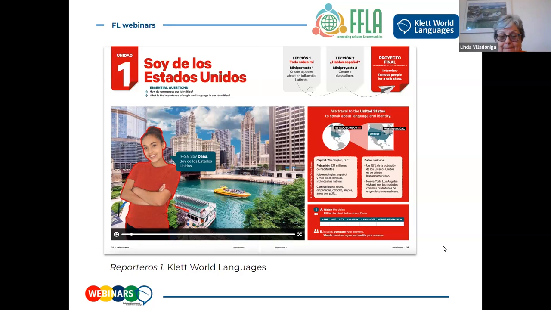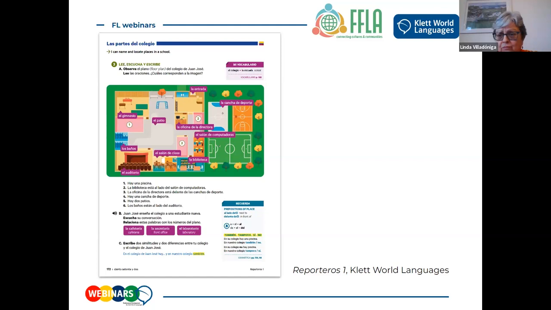On this page, and I'm showing you some pages so that you can see the examples, the first activity says, "Lee, escucha y escribe." So we're targeting three standards: the reading, the listening, and the writing. The listening and the reading are interpretive, of course, and the writing is presentational at this point. But again, it's vocabulary they know, and questions they should be able to answer because you've practiced the vocabulary enough. This is later on in the chapter. This is not the first activity they're doing.